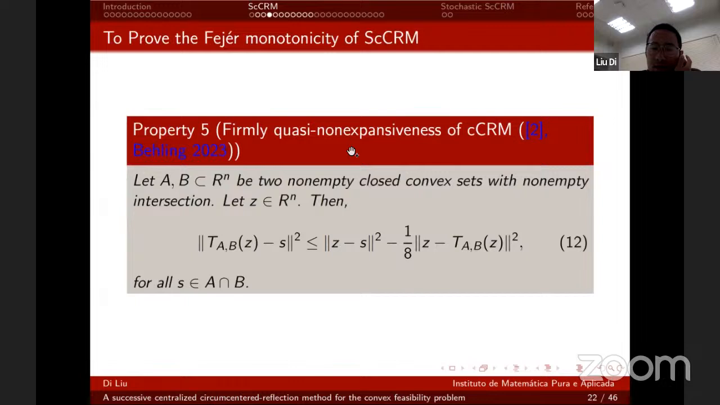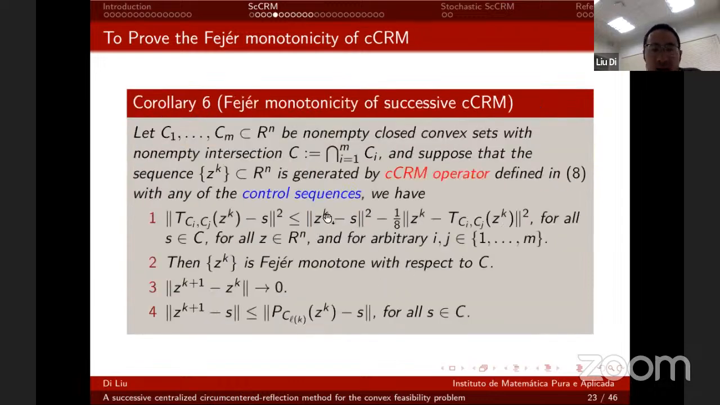Okay, so the first result is from the previous paper, Behling's paper in 2020, which means the CCRM operator with respect to sets A and B has the property of firmly quasi-non-expansiveness. Actually, from this, we can very easily get that the operator we define here with respect to sets Ci and Cj also has this property, because the intersection of the M sets also belongs to the intersection of any Ci intersect with Cj.